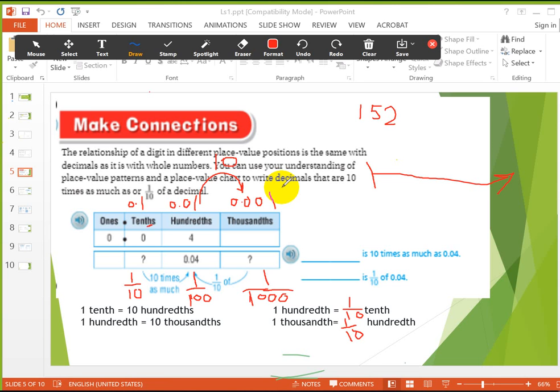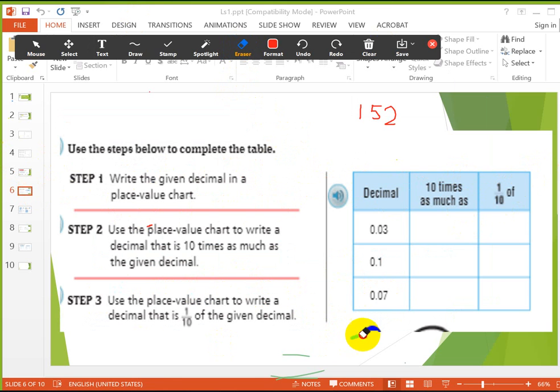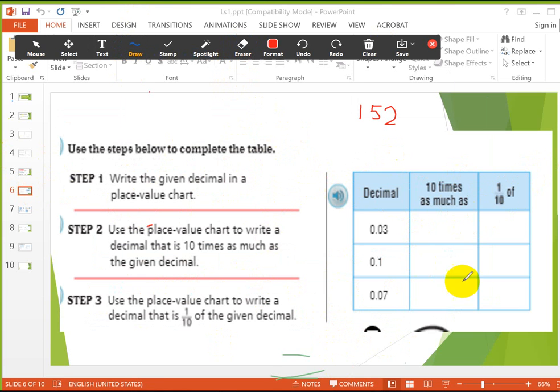Welcome. Okay, so you will understand it very well when we apply an example. So this is an example on this page, and I want to find the number that is 10 times as much as this number, and the number that is 1 over 10 of this number. Let's see. Okay, I want to solve this table for you. So in this table, I want to find the number that is 10 times as much as this number. That means I have to multiply this number by 10.